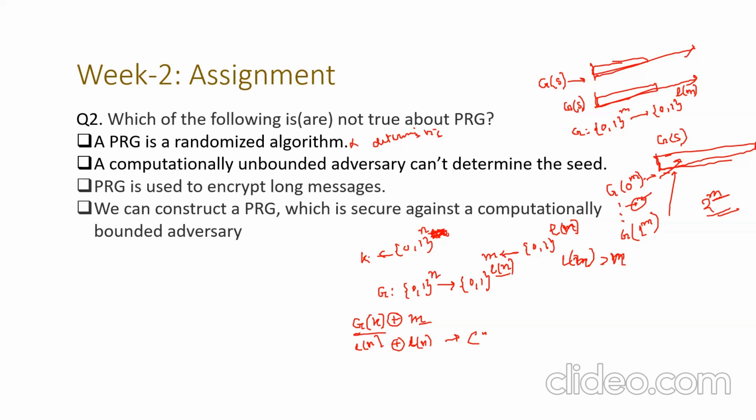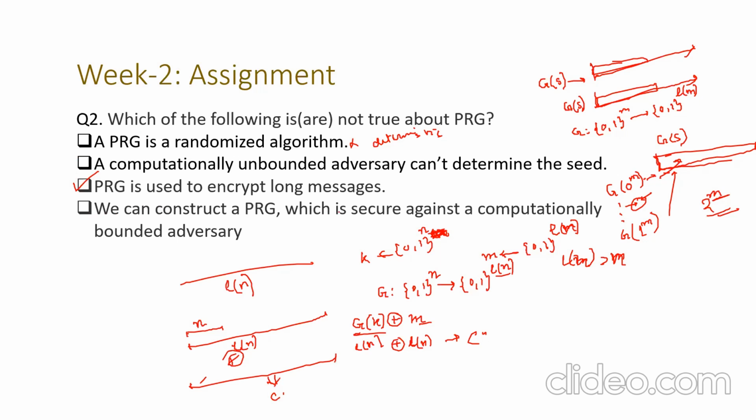So n is a smaller length than L of n, but still, using the PRG, instead of generating a whole L number of random bits, we just generate a smaller number of random bits and then use a PRG to extend it to a pseudo-random string of L of n length bits and then XOR the message with this to get the ciphertext, right? So yes, this is a standard, or I should say naive, encryption algorithm using a PRG. Okay, and this is true.